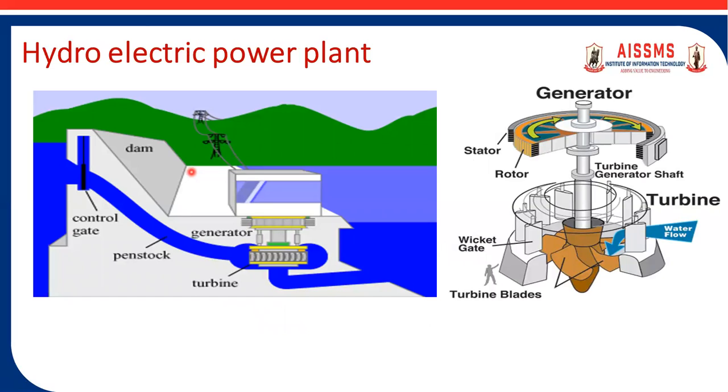The next type of power plant is the hydroelectric power plant. The name itself suggests energy generation by using hydropower, meaning water. This is the construction of a hydroelectric power plant. This one is the dam, constructed to arrest the water at some high potential level. Then these are the generators.